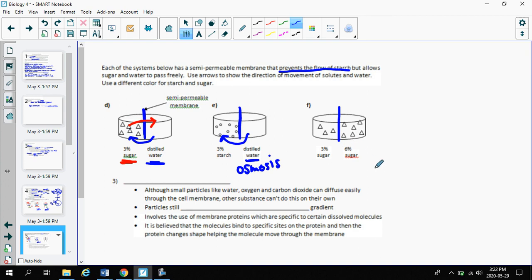Last one is sugar and sugar. This one's a higher concentration though, 3% sugar versus 6% sugar. We know that sugar is going to flow down its concentration gradient. And then water would flow in this direction. So water would be flowing from an area of higher water concentration to an area of lower water concentration until again it reaches something called equilibrium.